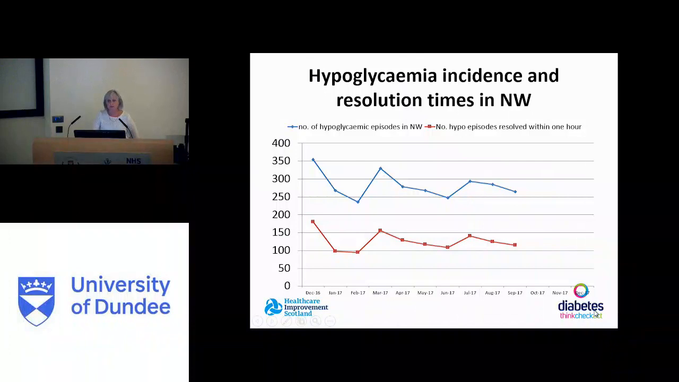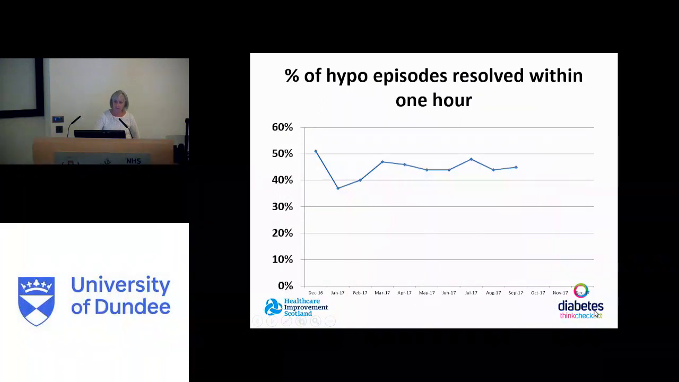If we look at the hypoglycemia incidence in Ninewells, the blue line is the number of episodes of hypoglycemia per month, and the red line is the number of hypoglycemic episodes that have been resolved within an hour. So we've got loads of room for improvement. We want to see these two lines come together, and that gives us our percentage there.